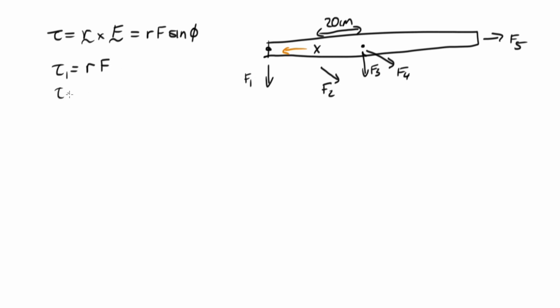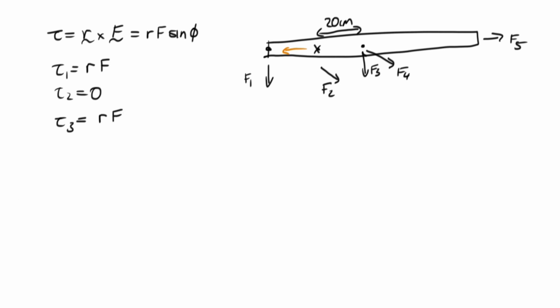Now torque 2, there is no distance between where the force is applied and the pivot point. So R2 is actually 0. So torque 2 is going to be 0. This doesn't apply any torque. Torque 3, again it's 20 centimeters, so it'll be R, where R is 20 centimeters, times F.